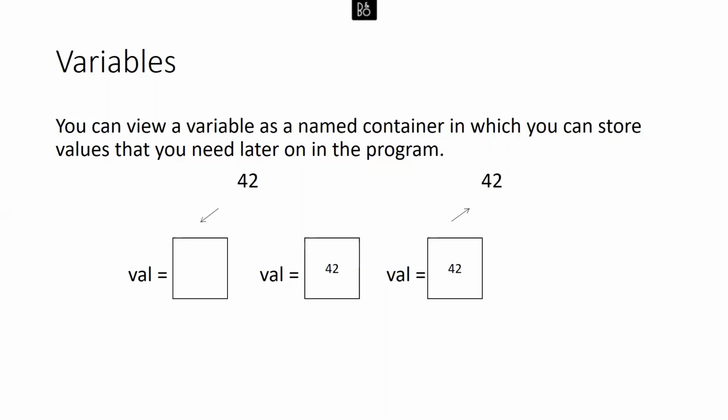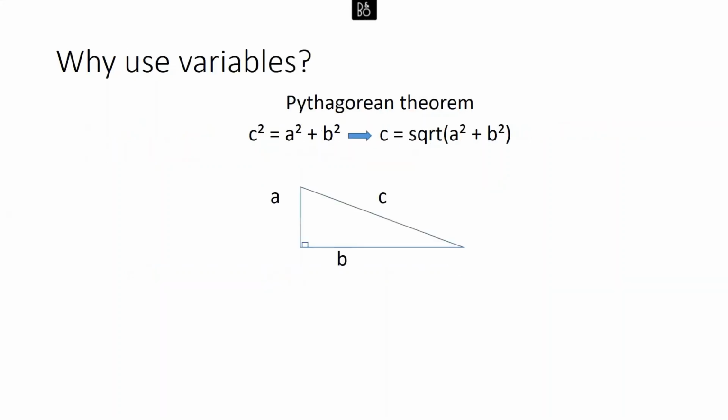As you can see here, we store the value 42 in a variable named val. We can later retrieve that value. And notice that val keeps its value after we have retrieved it. This seems easy enough, but why do we use variables? Let's look at an example.